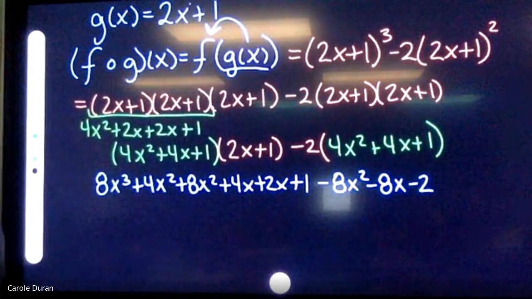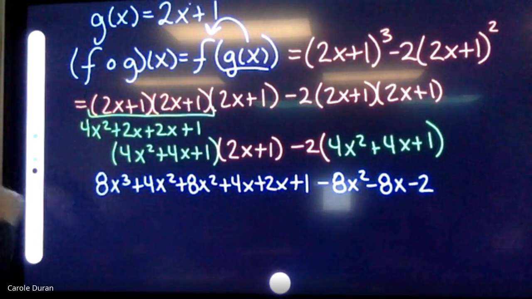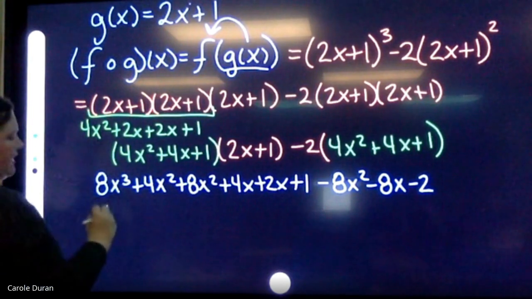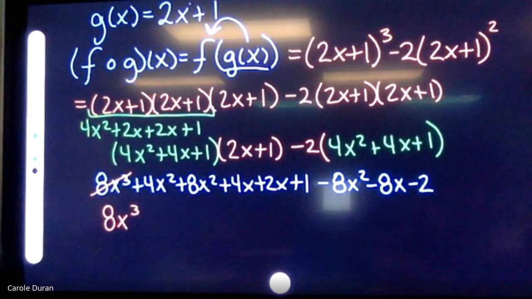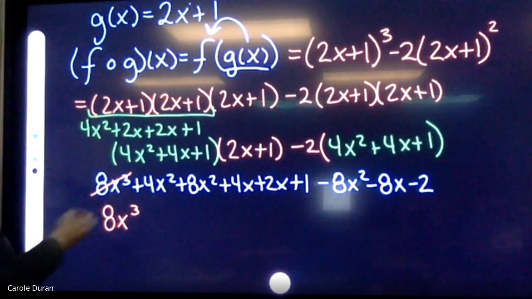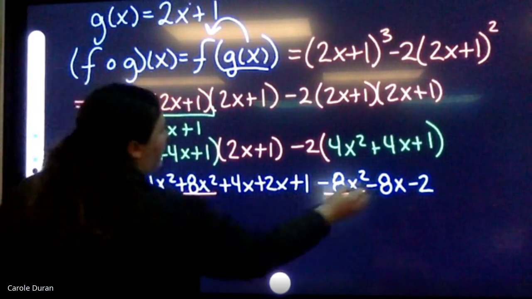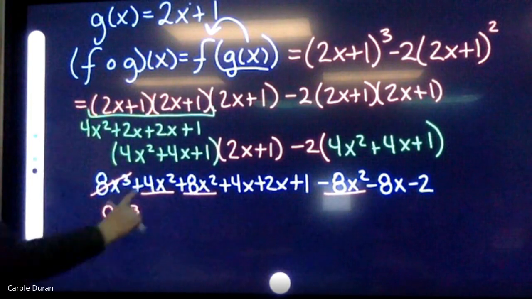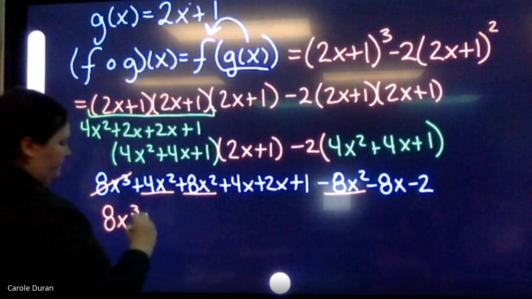And then I just combine like terms. So this one is the worst it gets, truthfully. So this is the only x cubed that I have, so once I use something, I cross it off to make sure I hit everything, because this is a really long problem. So then I can combine my x squares. I have a 4x squared, an 8x squared, and a negative 8x squared. 4 plus 8 is 12, minus 8 is 4.